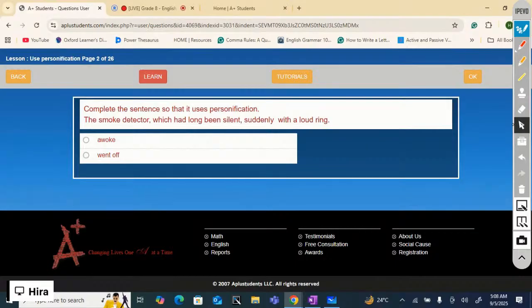The smoke detector, which had long been silent, suddenly awoke with a loud ring, or went off with a loud ring. Now you have to select those words which complete the sentence so that the sentence uses personification. So we are going to look for those words which add meaning to this personification.